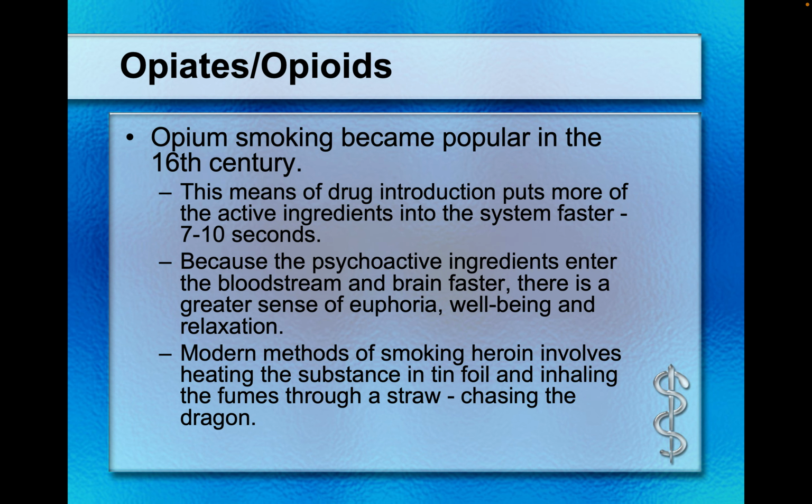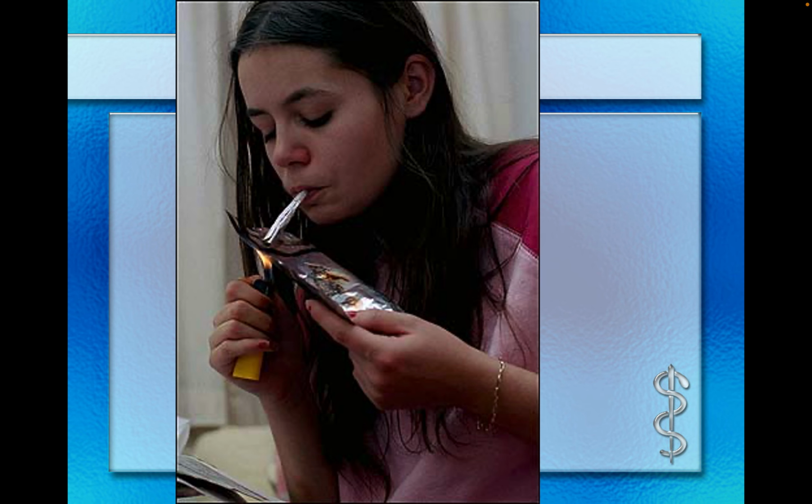Tincture of paregoric, actually. Opium smoking became popular in the 16th century. This means of drug introduction puts more of the active ingredient into the system faster, about 7 to 10 seconds. Because the psychoactive ingredients enter the bloodstream and brain faster, there's a greater sense of euphoria, well-being, and relaxation. Modern methods of smoking heroin involve heating the substance in tinfoil and inhaling the fumes through a straw. This is known as chasing the dragon, and that's what it looks like. Chasing the dragon.